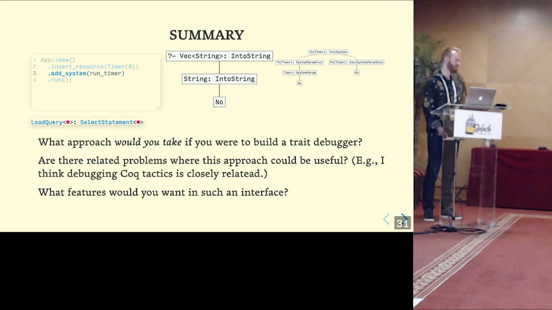And I do think it is related to debugging Coq tactics because often the unification fails at some point deep in the tactic, and that's not the error message you see. Exactly. So yeah, what are your thoughts?